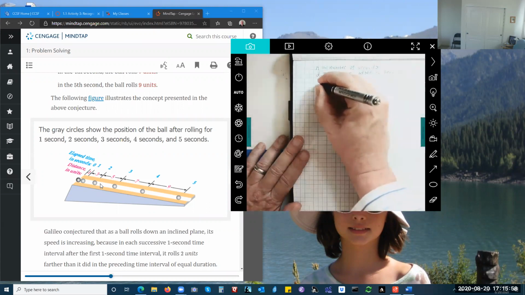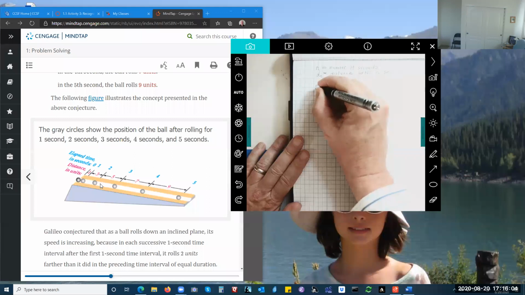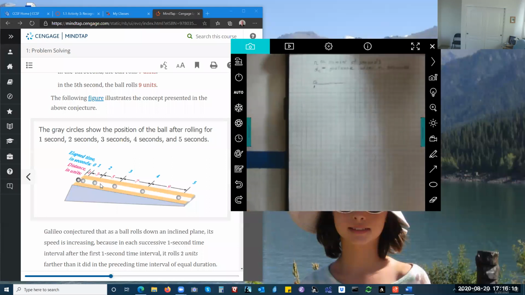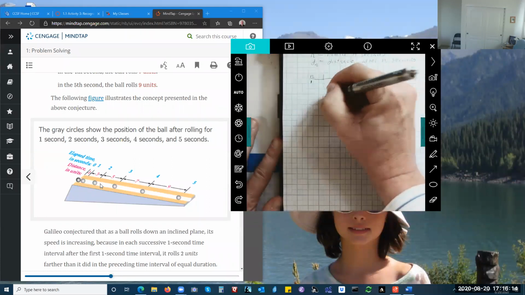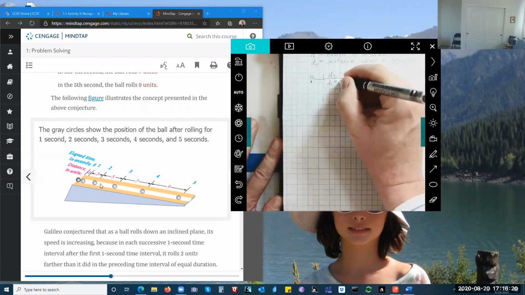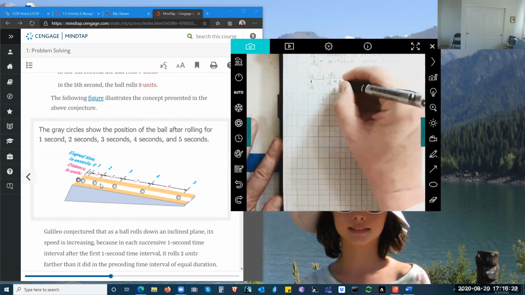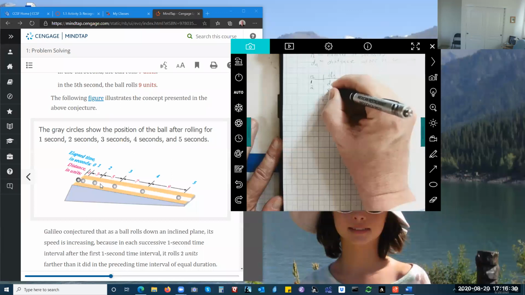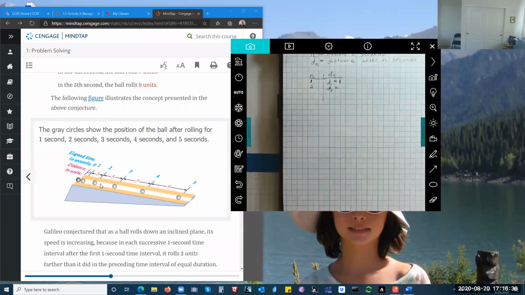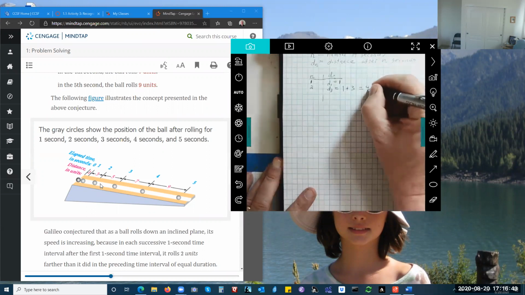So if n is 1, then d_n, or d_1, is 1. And then d_2 is 1 plus 3. And so forth.